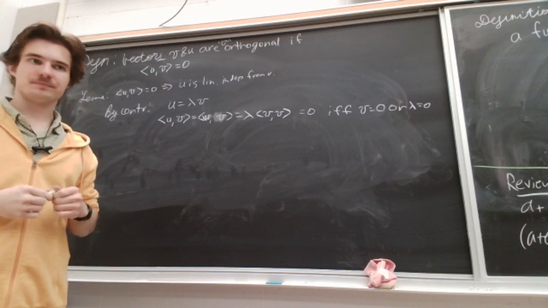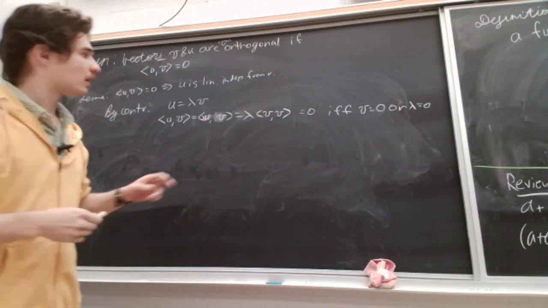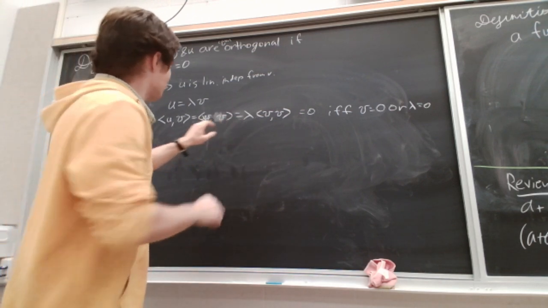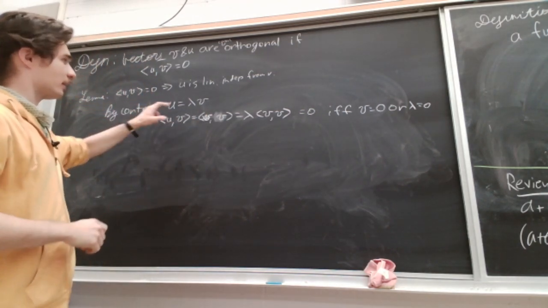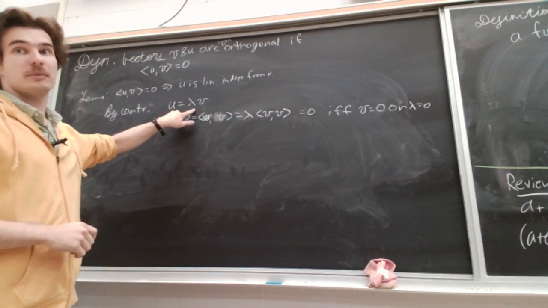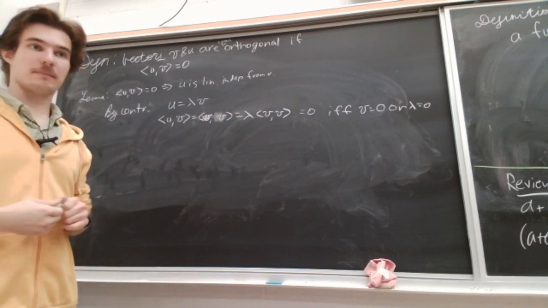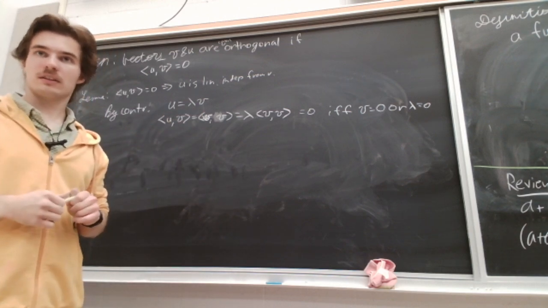Is that lambda v v? Lambda v v, and this is also lambda v v. This is u v, and I said suppose they're linearly dependent. If they're linearly dependent, then u equals lambda v. Okay. Yes?